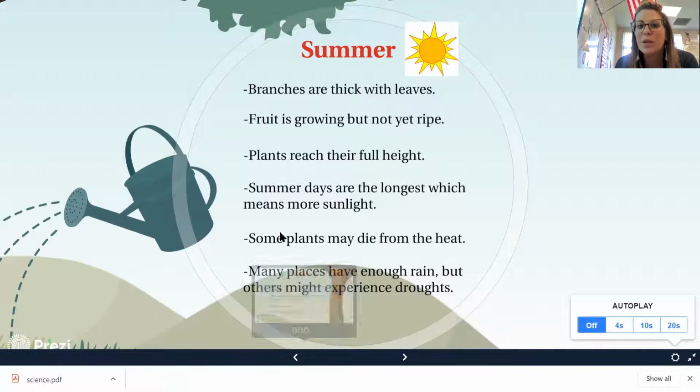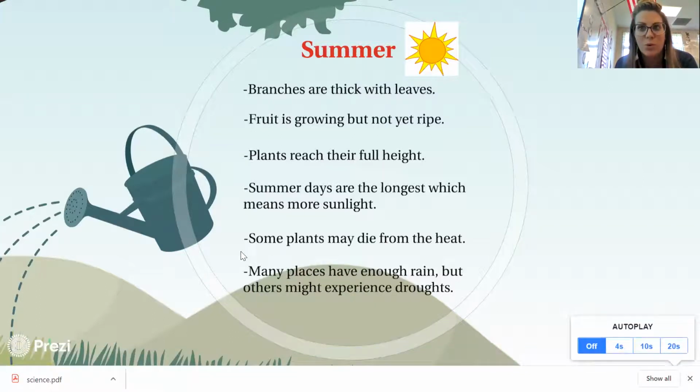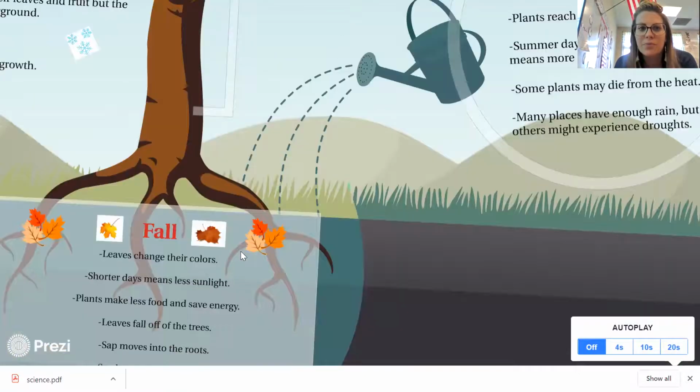So that would probably go together with why some of the plants might die, right? Especially in Florida when there's not a lot of rain. A lot of plants die during the summertime. We have to do a lot more watering and turning on our sprinkler system. All right, so you should have some written down or in your memory bank so we can write them down in a few minutes. Let's move on to fall.